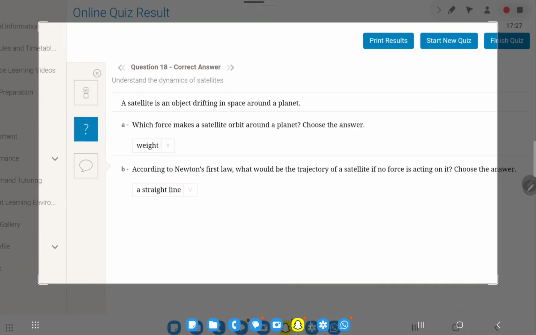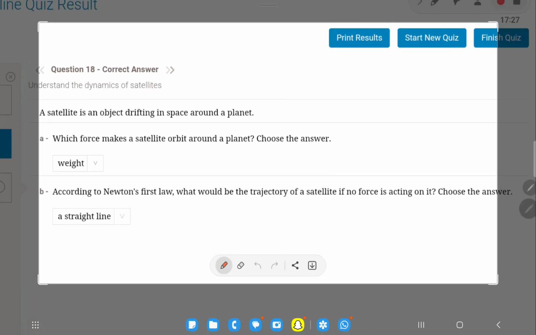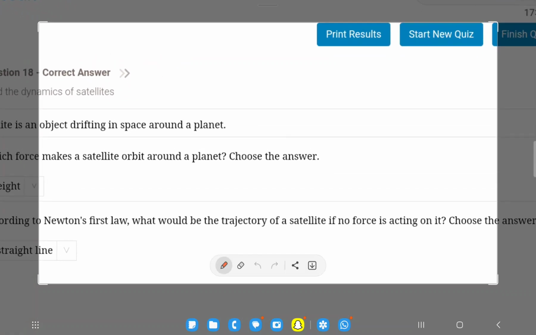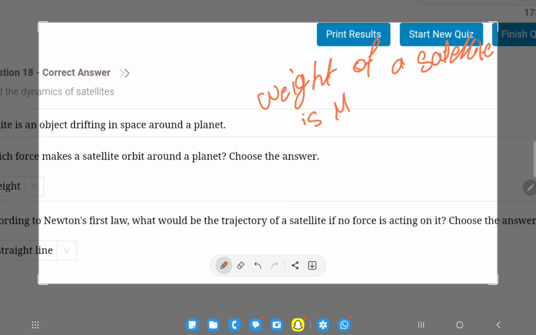A satellite is an object drifting in space around a planet. What force makes a satellite orbit around space? Now we took that the weight of a satellite is not negligible. There has to be a force acting on it to keep it spinning.